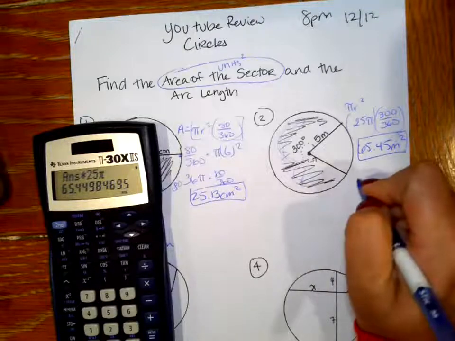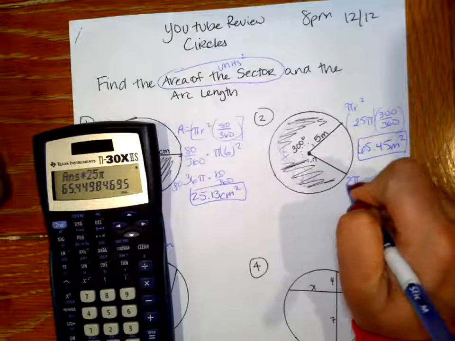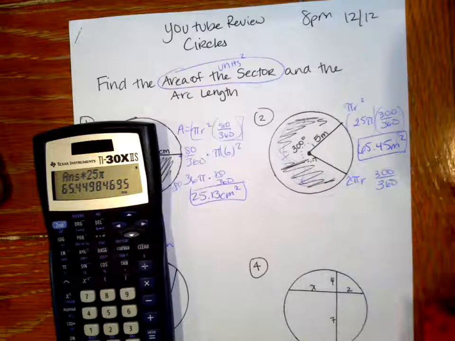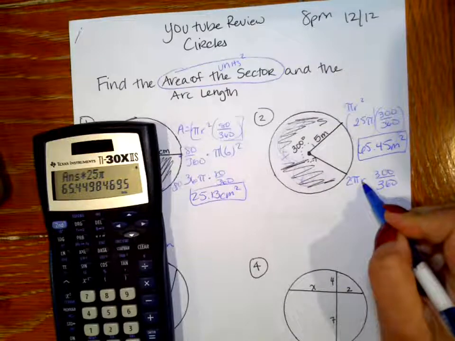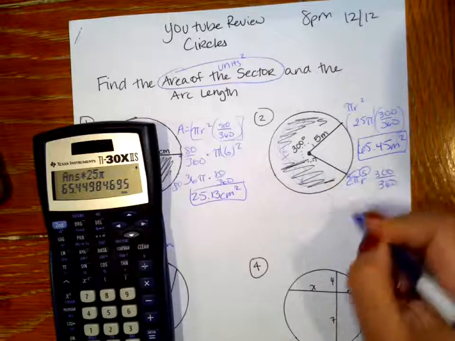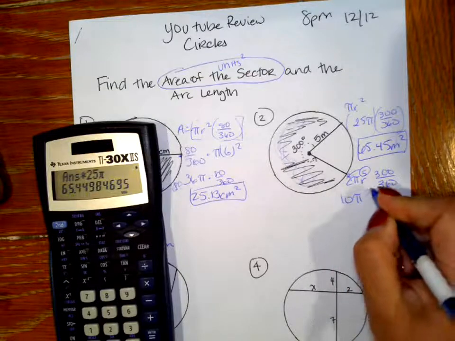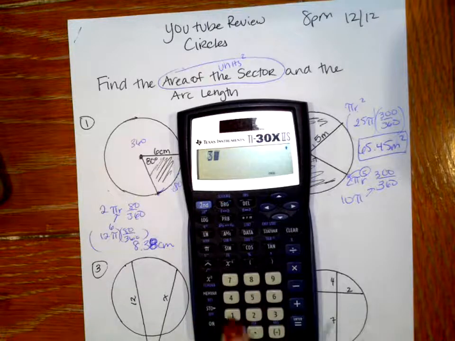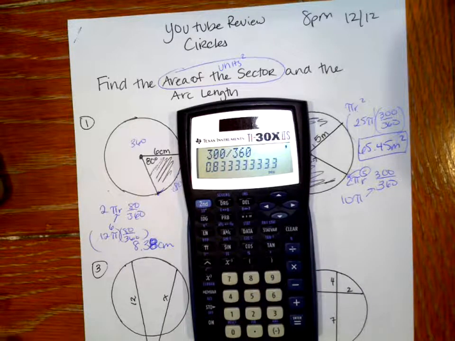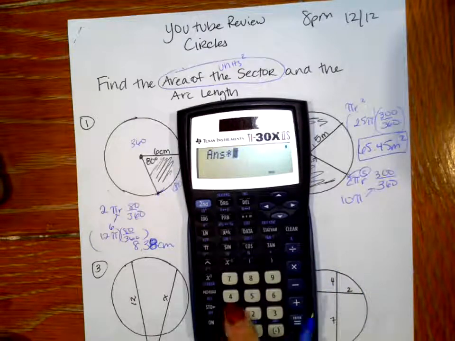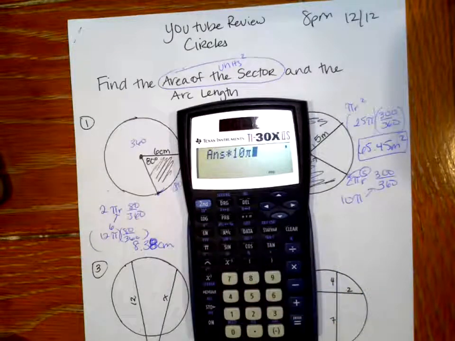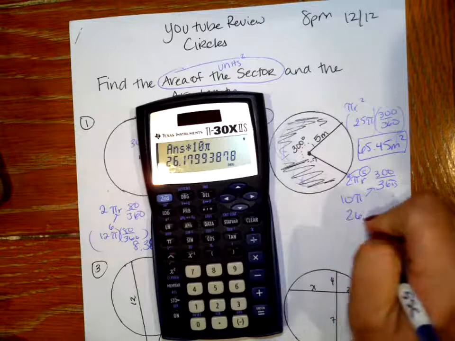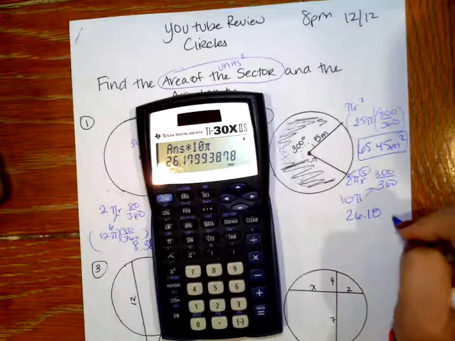Arc length, okay, we've got 2 pi r, and then we're going to have that times 300 over 360 again. I know that's 5, so I'm going to multiply those together. So I've got 10 pi times that. 300 divided by 360, times 10 pi, for 26.18. 26.18 meters.